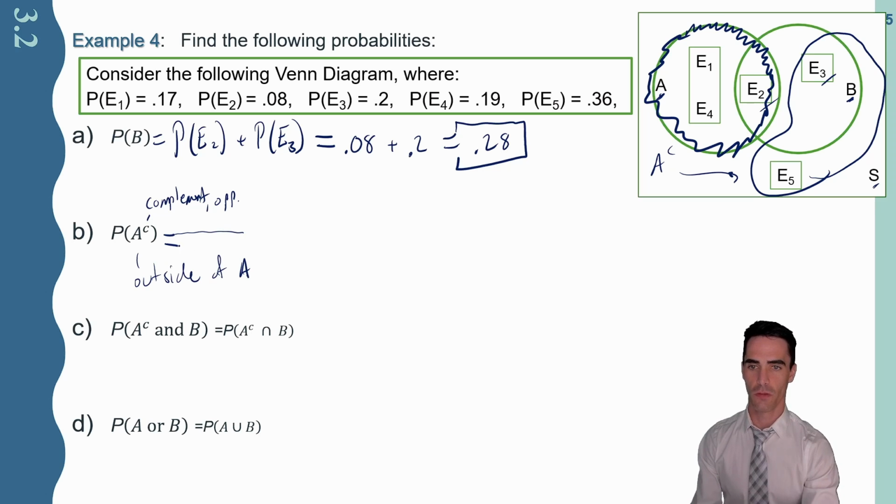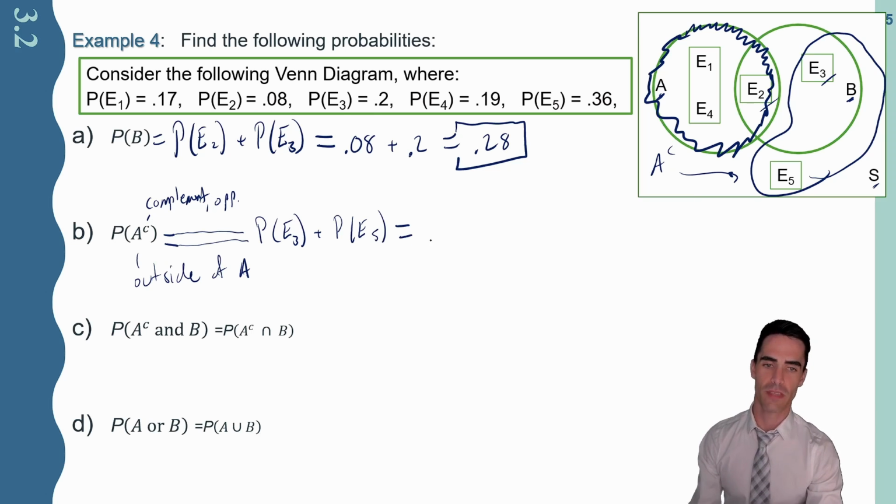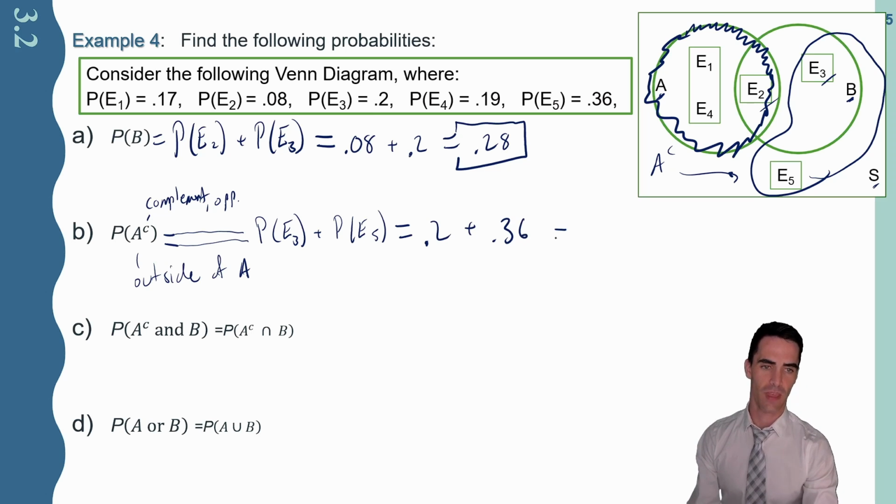This is going to be equal to, let me extend these equal signs here, the probability of E3, that's outside of A, plus the probability of E5, also outside of A. Both of these events I can pull from up top. That should be 0.2 for E3, plus for E5, that should be 0.36. I can add these two numbers together. That should be 0.56 or 56%.